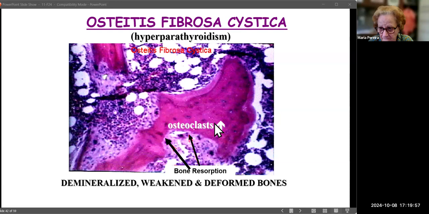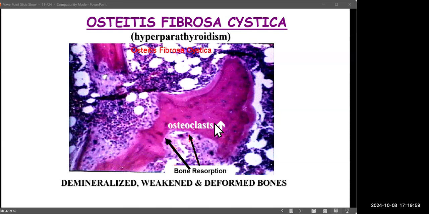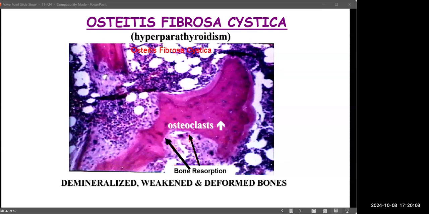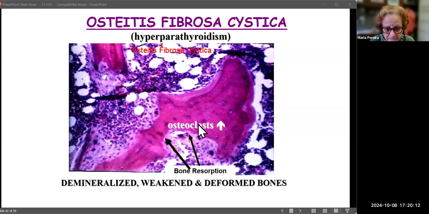Is that clear? Does that increase the amount of calcium in the blood? Where does the calcium go since it's being destroyed? It goes to the blood. Okay, thank you.